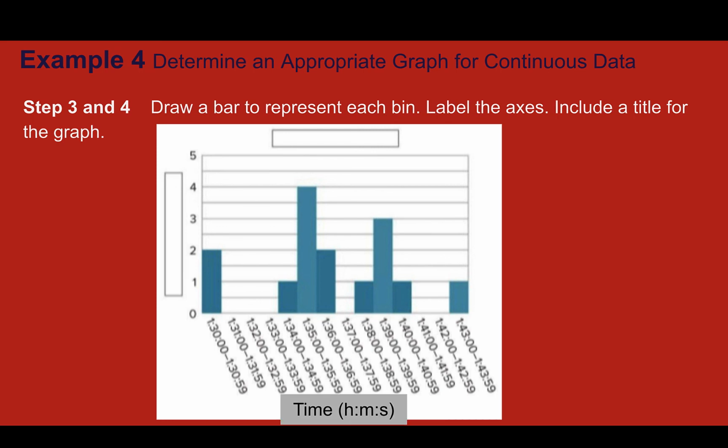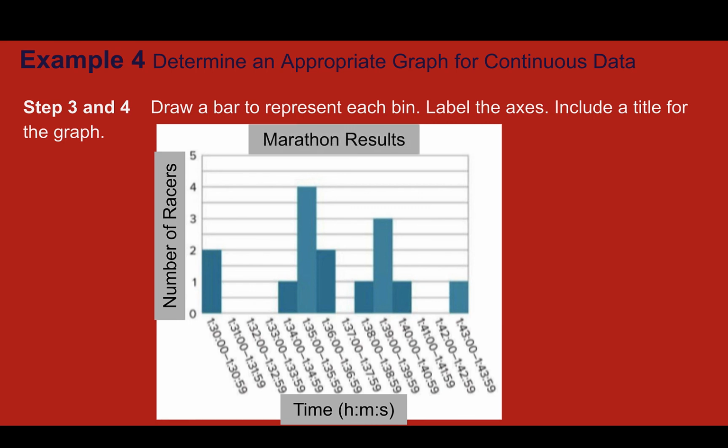Our x-axis on the bottom is our time, and the values are hours, followed by minutes, followed by seconds. And our y-axis, going up and down, the bar height tells us how many racers fell into that bin. As for our title, these are our marathon results for the wheelchair division, but we can just say marathon results.